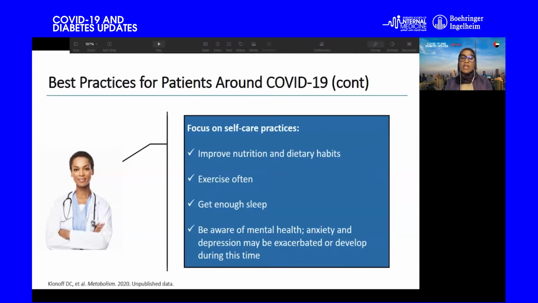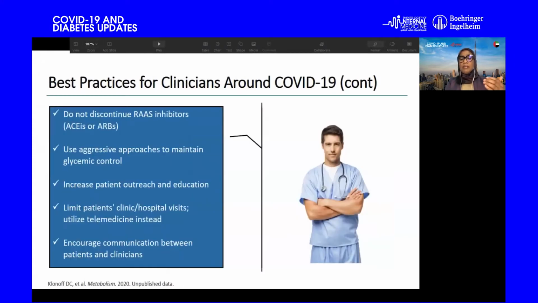For clinicians, we need to remember that we have to have an aggressive approach to maintain glycemic control, increase the outreach to our patients, and that may be through telemedicine if it's available to you, and to encourage this communication between us and our patients.